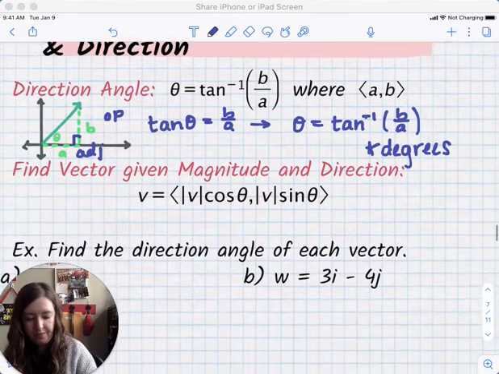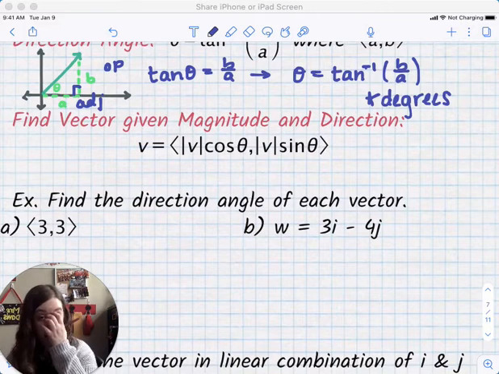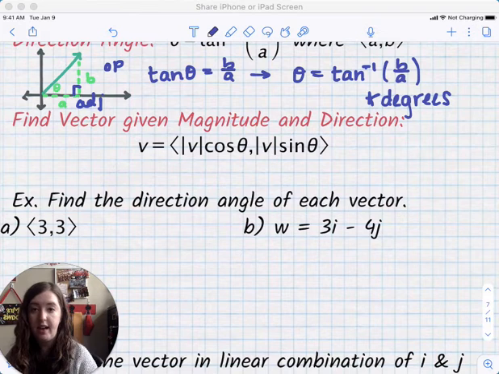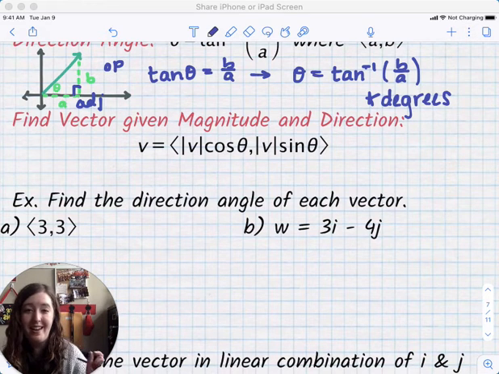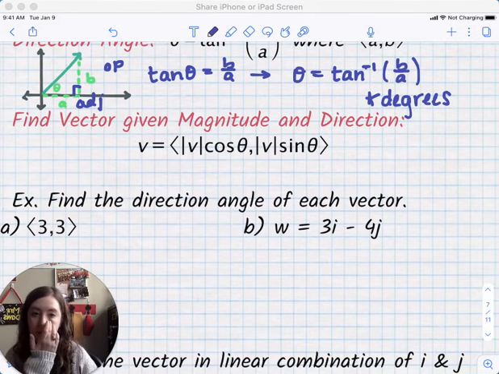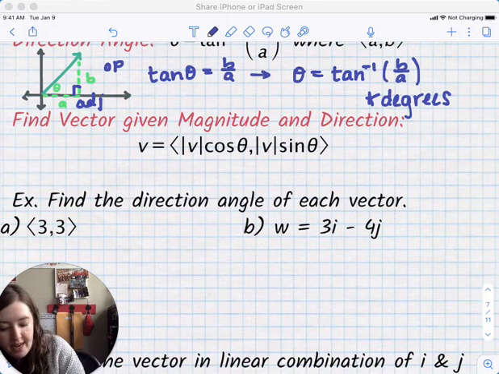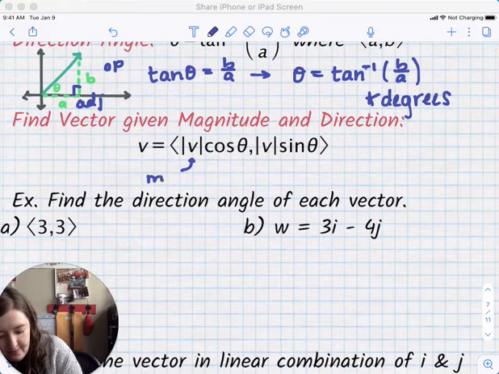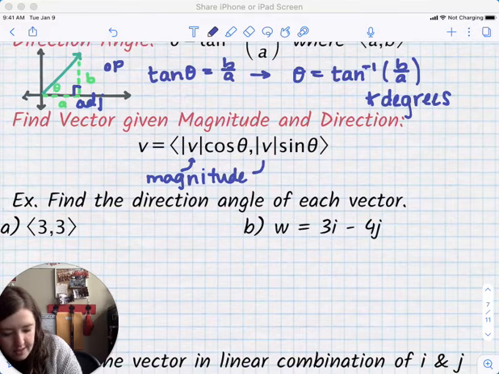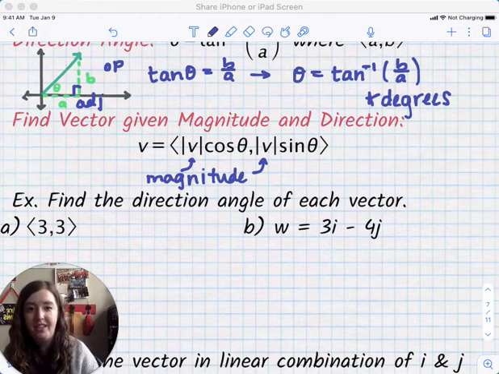So, to find a vector given magnitude and direction, we'll take the magnitude times the cosine of our direction, because remember cosine is our x part of trig, right? So it's going to go in the horizontal part. And then we're going to take our magnitude times the sine of our direction angle, because remember sine is our y value or our vertical value. So magnitude times cosine and sine of your direction angle.